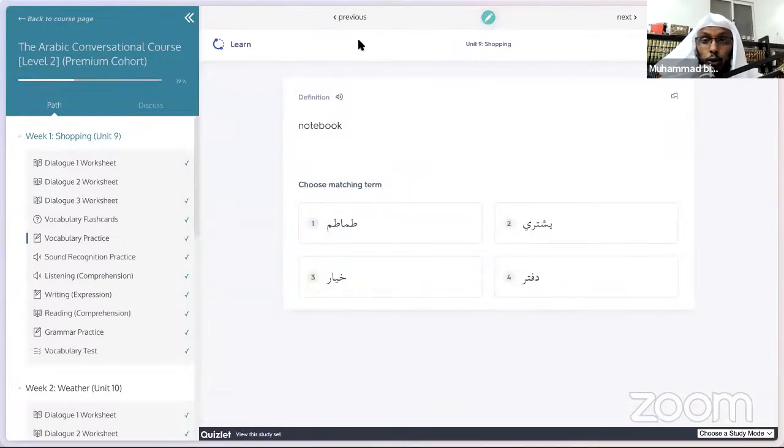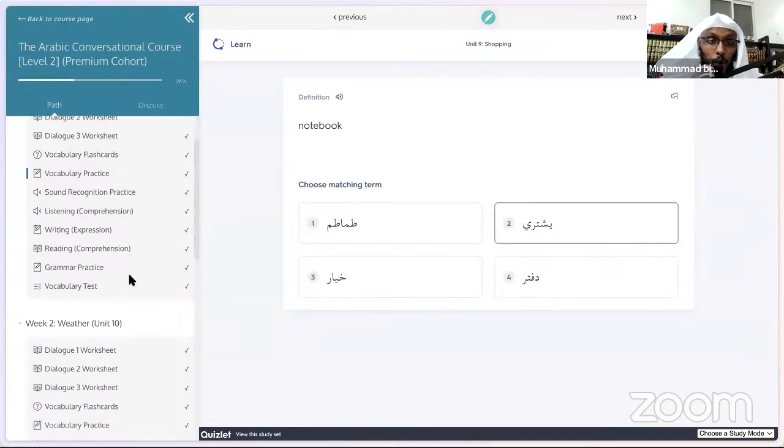So this is what some of the students were mentioning. One of the students mentioned in the chat, I've never been able to retain so many vocabulary words as much as I have done in this course. This is one of the reasons. These Quizlet flashcards have been a major benefit for the students to retain vocabulary.